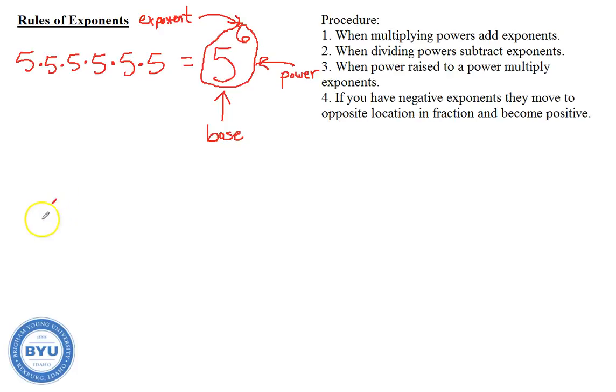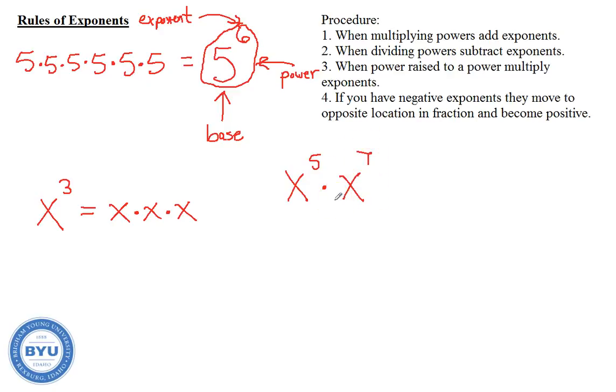For example, we could have x to the 3rd power, and we could ask you to write that out. Well, that's just 3 x's. X times x times x. Sometimes we're going to be doing math with these. For example, x to the 5th power times x to the 7th power.